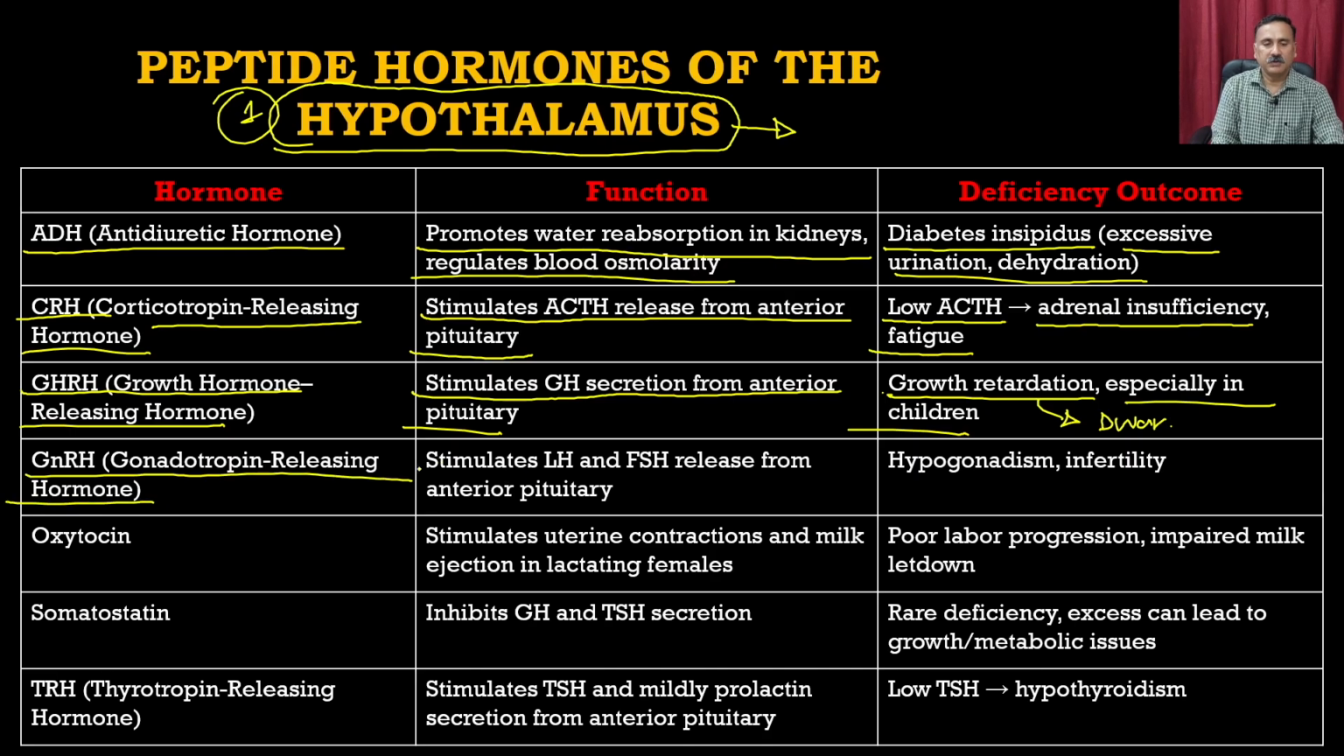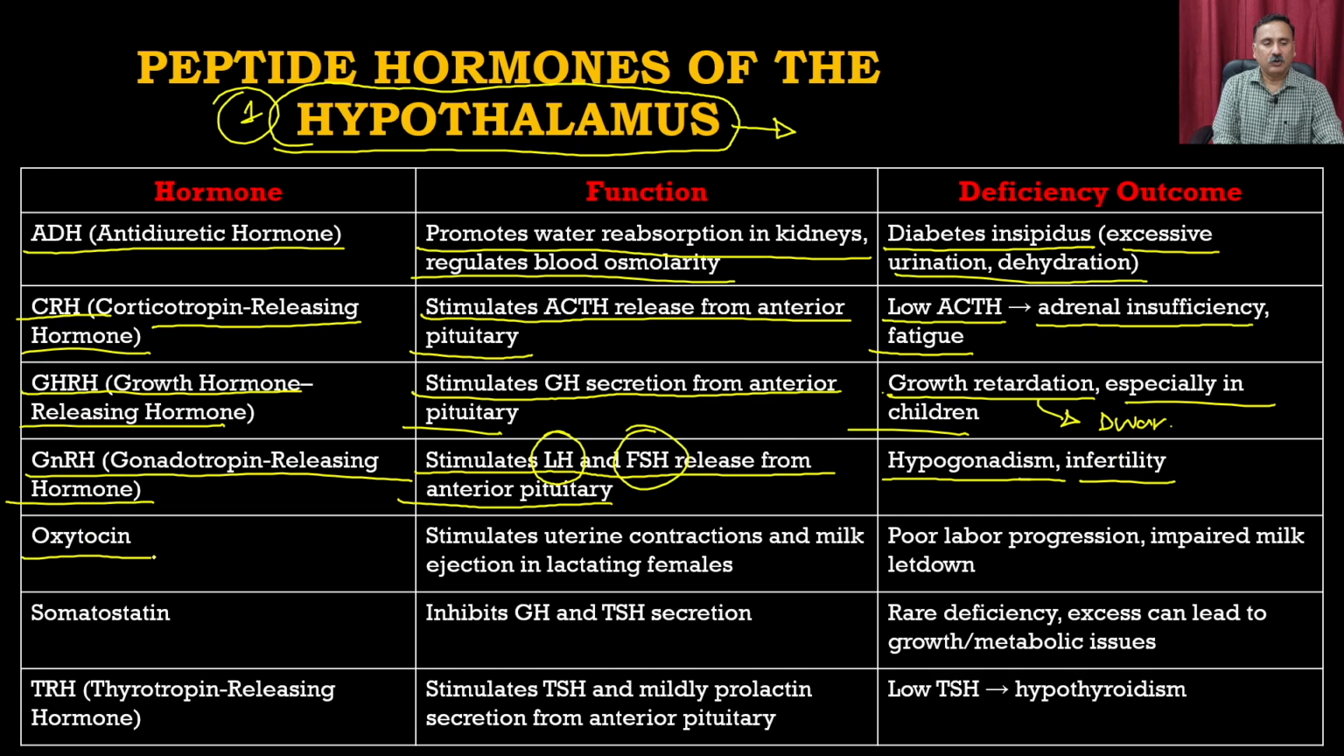And then you also have the gonadotropin releasing hormone. That stimulates the production of luteinizing hormone and follicle stimulating hormone from the anterior pituitary. If there is a reduction in GnRH, it is going to cause hypogonadism and infertility, because if you don't produce LH or FSH, there will be less production of eggs, and that also causes infertility.